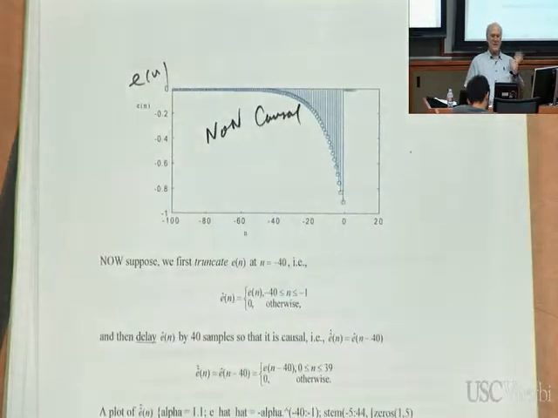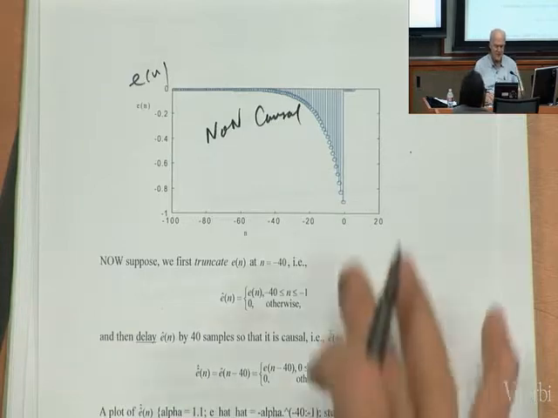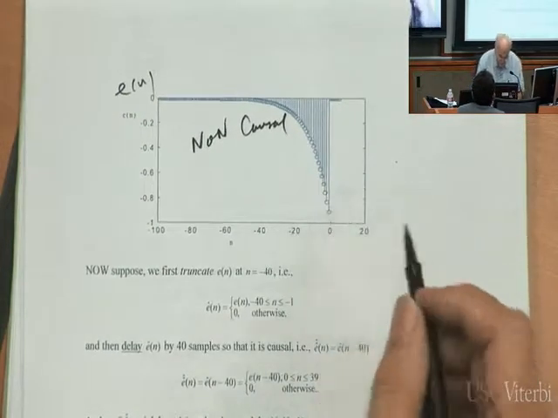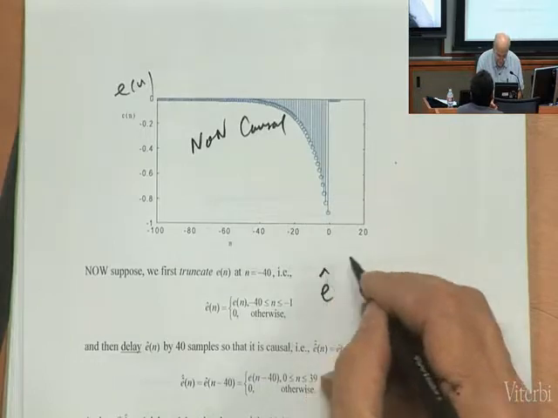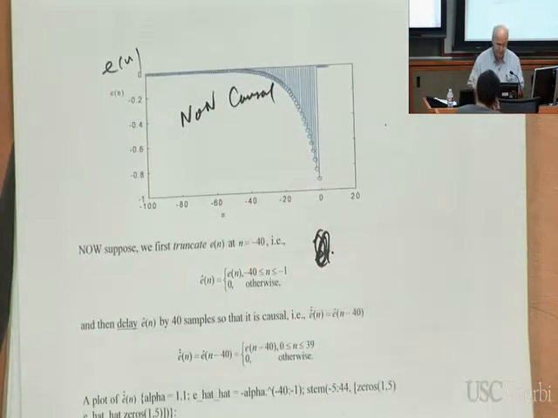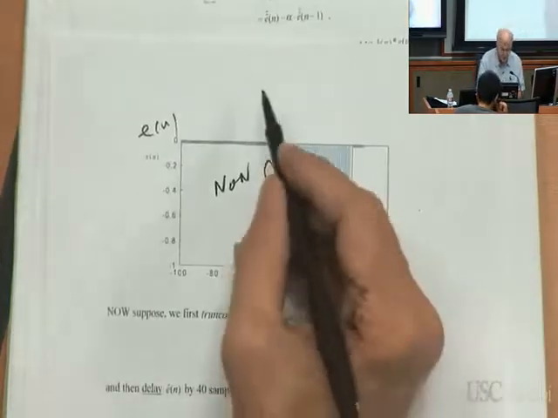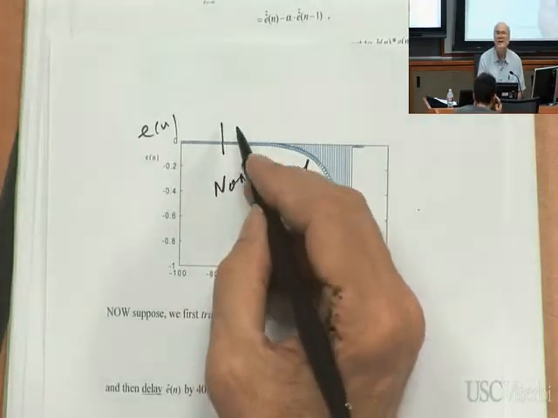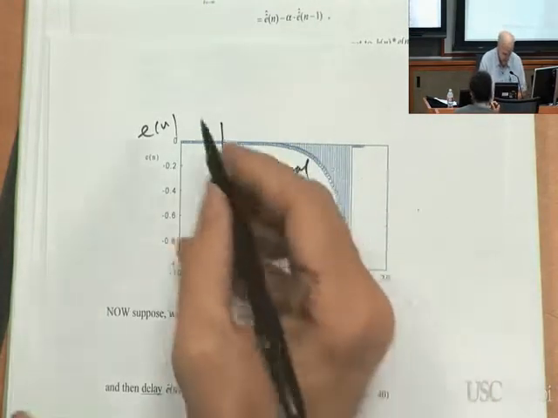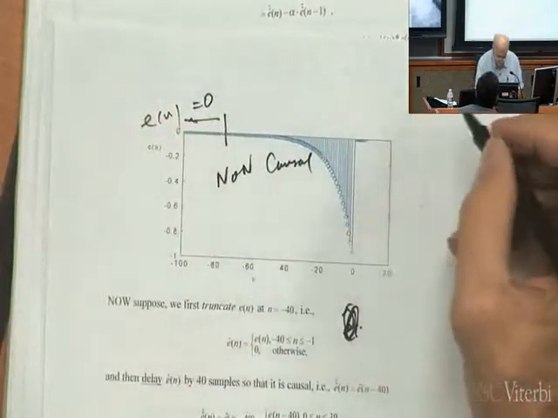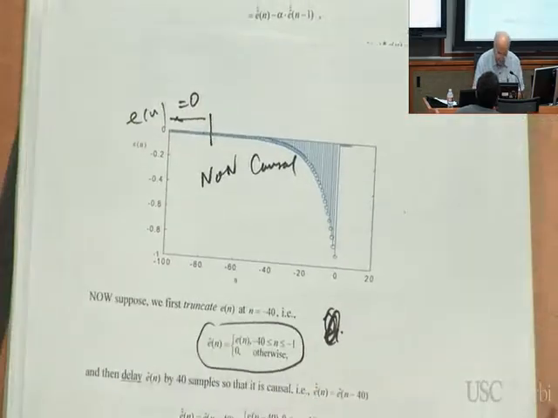So then I said, well, I got an idea. Let me worry about, so at least I got something stable. It decays to 0. Now let me worry about the non-causality. What I'm going to do is create a new filter, E hat of n. The first thing I'm going to do is truncate this at some point to 0. How many? 5. Okay, so I will set that to 0. And with that 0, this will be what I call E hat of n.